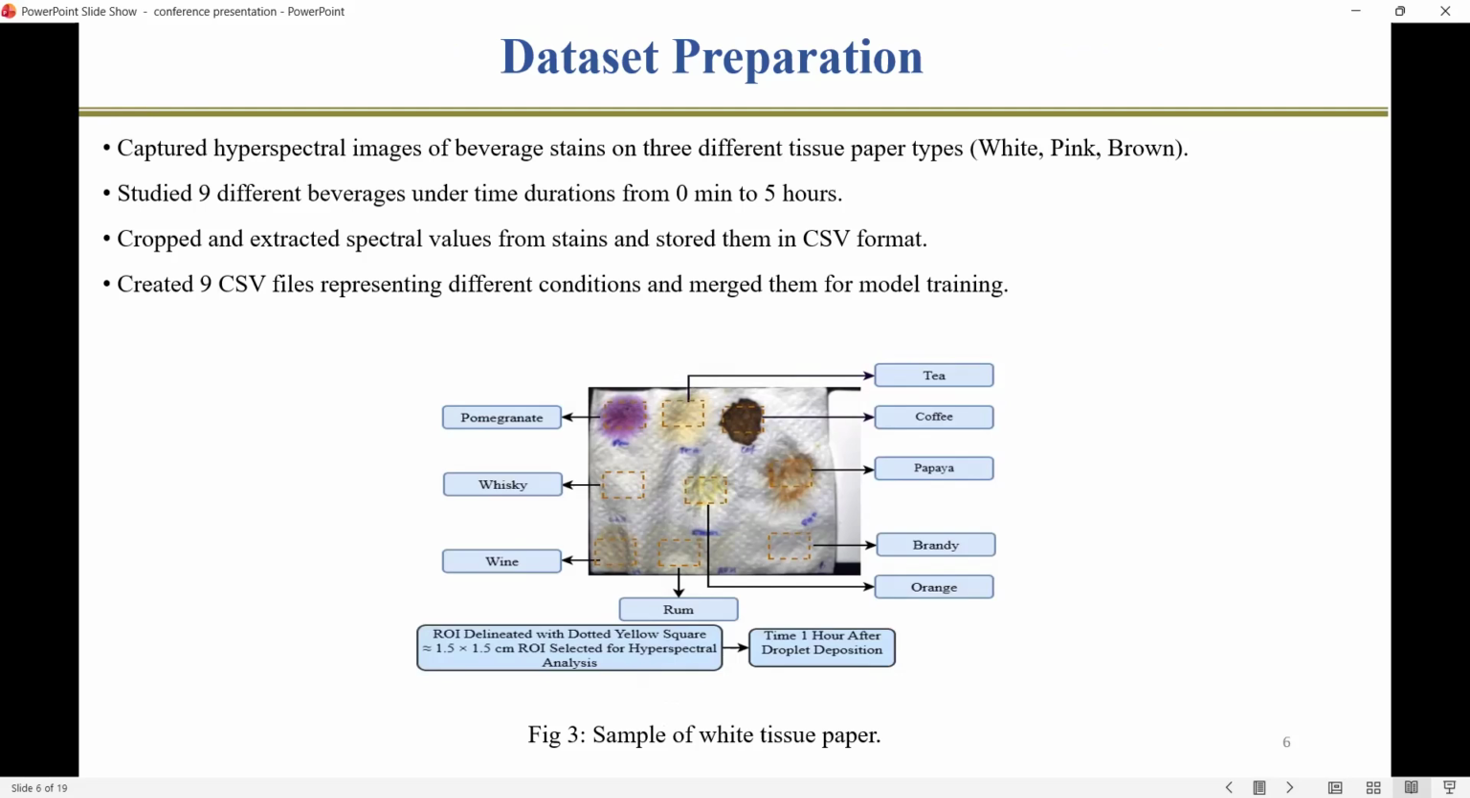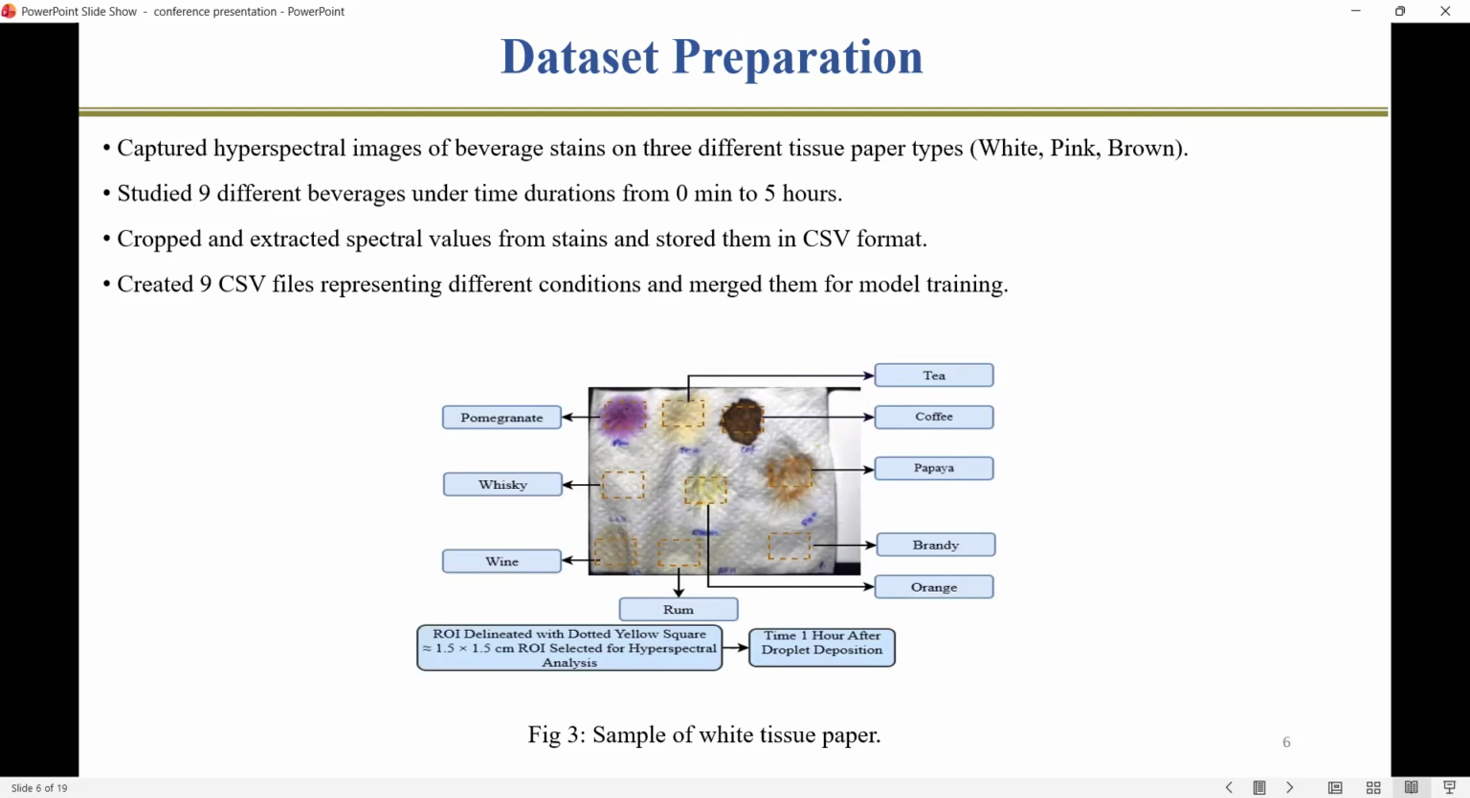After capturing the image, we cropped each spectral region, extracted the spectral values from the stain, and stored them in CSV format. We created 9 different CSV files for each tissue paper. For the 3 tissue papers, we captured both folded tissue and flat, normal tissue. In this way we created 54 CSV files.